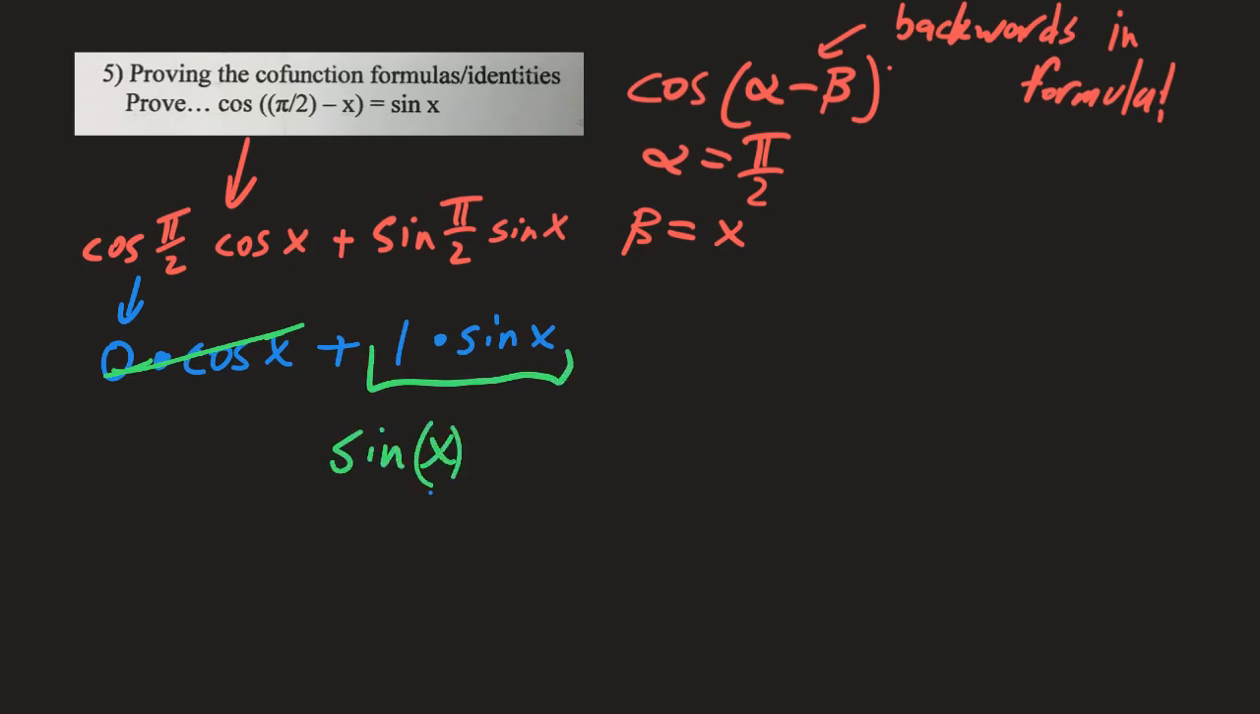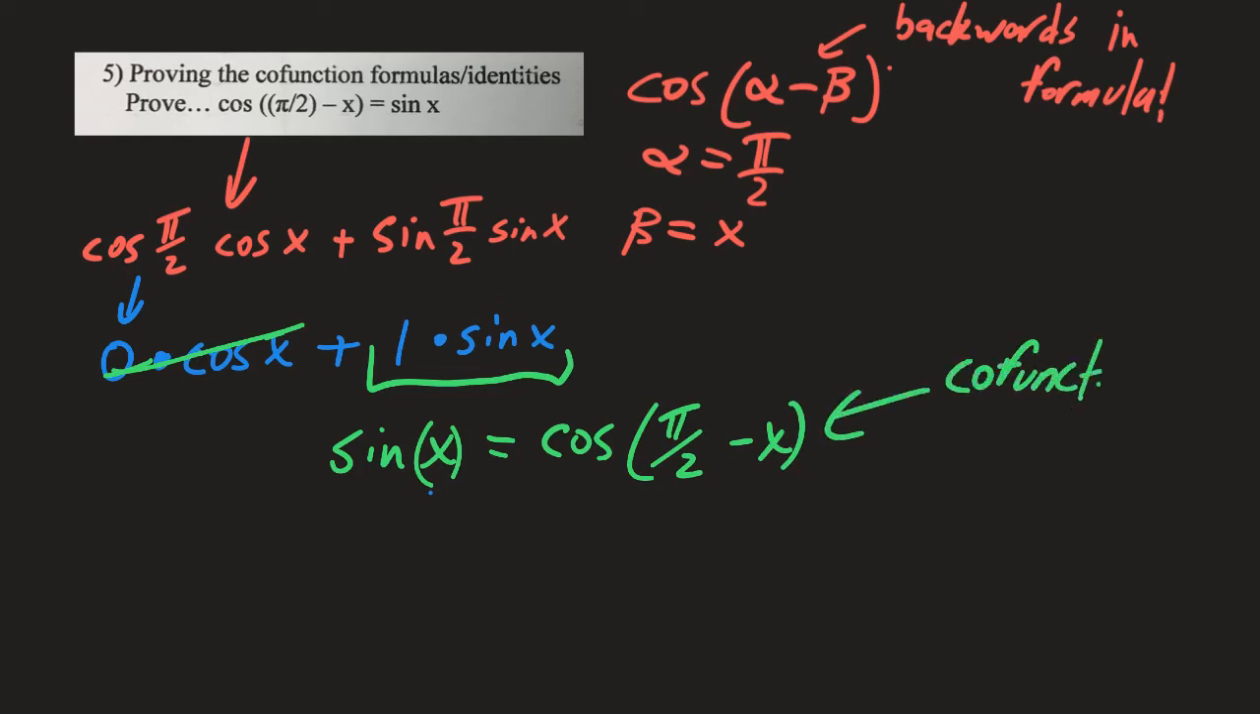And what we proved is that this is equal to cosine of pi over 2 minus x. And this was actually the cofunction identity from the chart. So not too crazy, guys. As long as you identify what alpha and beta are, you can easily plug the numbers into the formula. Just watch out for those signs and make sure that you don't mix one of them up.